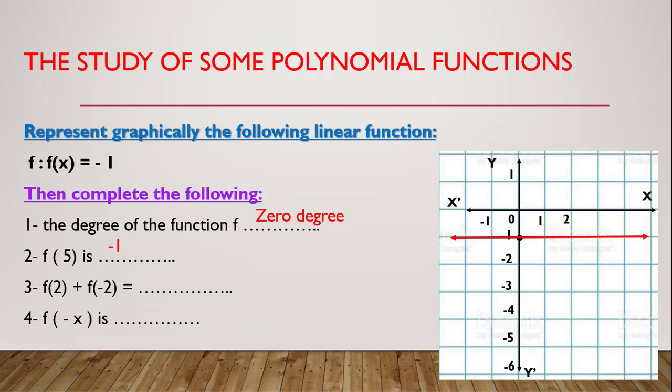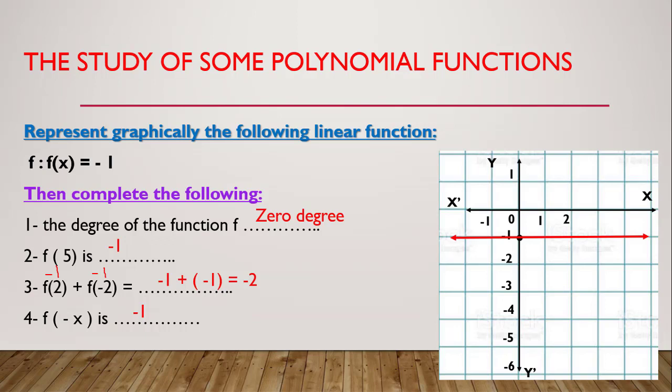Okay, f of 2 plus f of -2. f of 2 is -1. f of -2 is -1. -1 and -1, -2. Okay, so the image of any point or f of x for any value of x will be -1. So here we have f of 2 and f of -2. f of 2 will be -1. f of -2 also will be -1. So I have -1 plus -1, which is -2. What about f of -x? Yes, also -1.